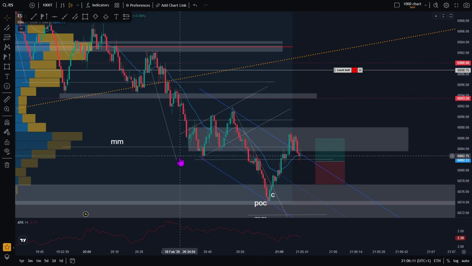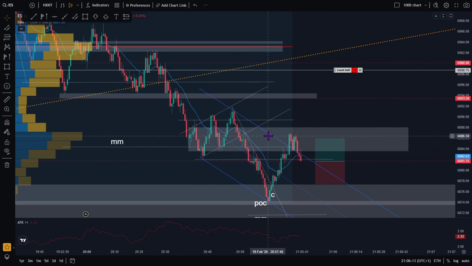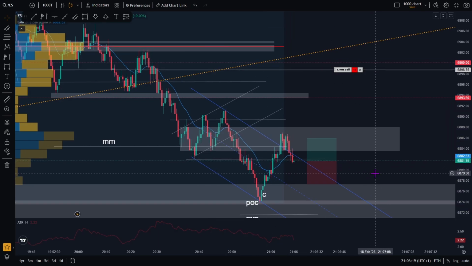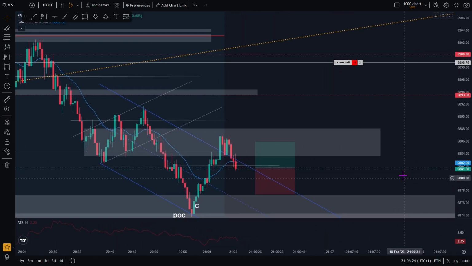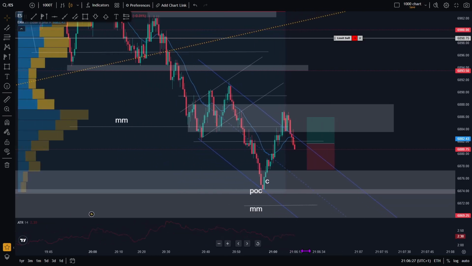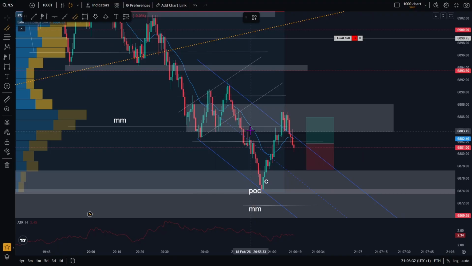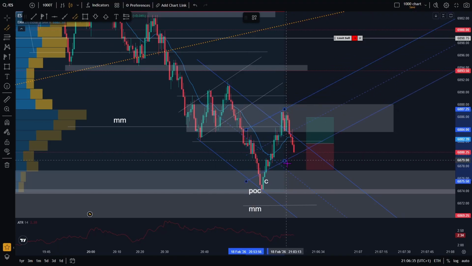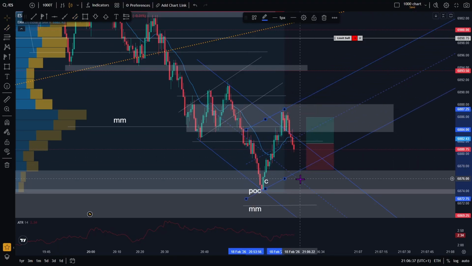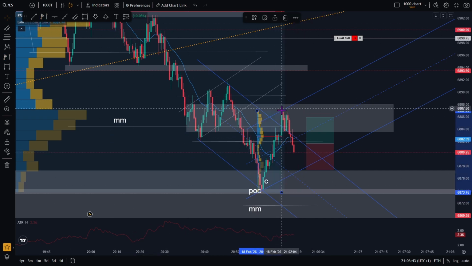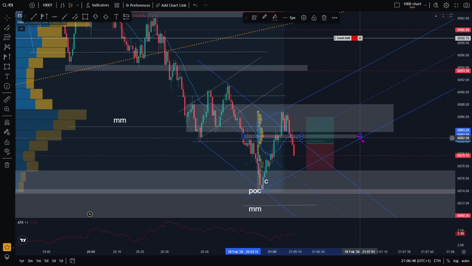We don't need so many lines. I have to remove some lines now in order to see a little bit better what's happening. So now, retest of the swing low could be a possible option, which is actually here somewhere. Let's check on volume in this area here. So this is the POC now. So this is gonna be a resistance level.